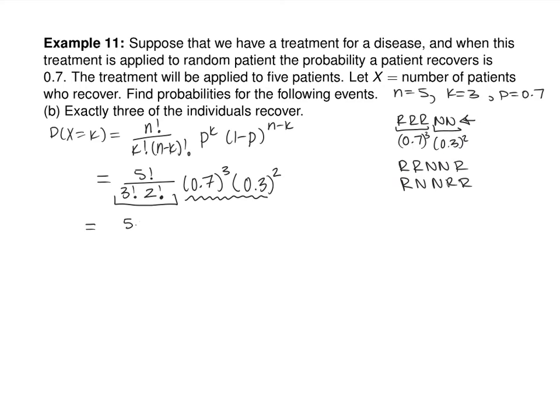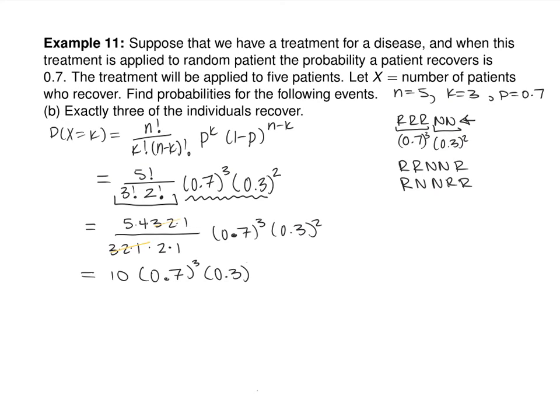So let's simplify that. That's 5 times 4 times 3 times 2 times 1 over 3 times 2 times 1 times 2 times 1. If you have a calculator that simplifies factorials, I don't care if you use it, but this isn't so bad. Look at that 3, 2, 1. It cancels with this 3, 2, 1. And that 4 and that 2 cancel a little bit as well. So you end up with 10 times 0.7 to the third times 0.3 squared, which comes out to be 0.3087. So about a 31% chance that exactly 3 people get better. And just remember that this 10 is counting the number of ways that you can arrange these. And just for kicks, you could see if you can find all 10.